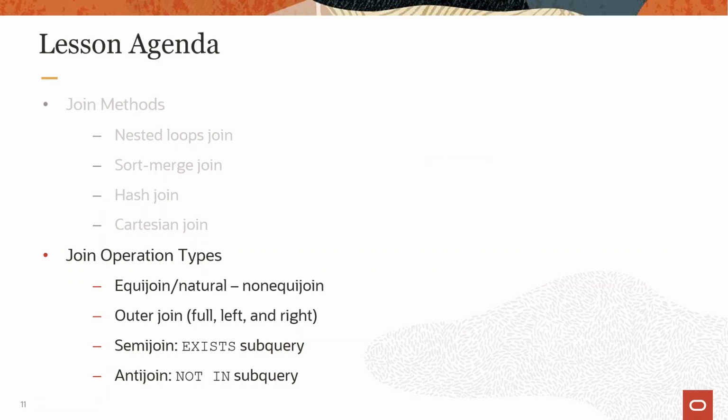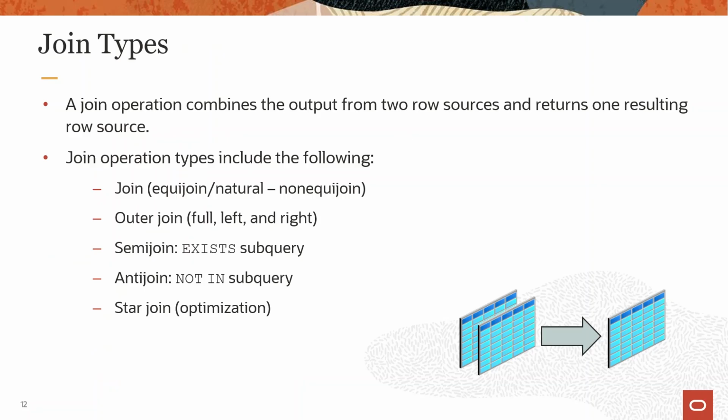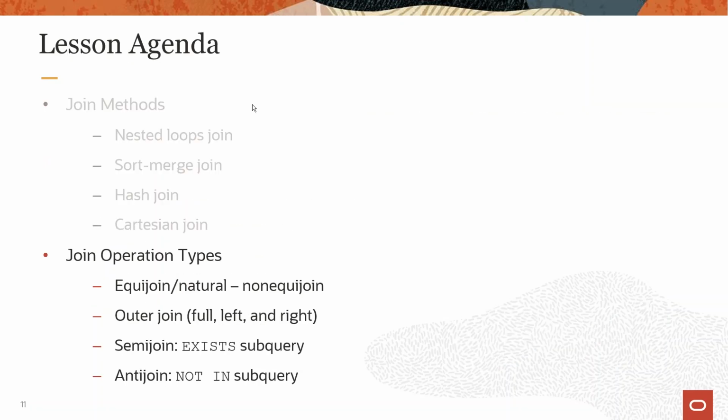Now, the second topic that we're going to discuss in this chapter is the join operation types. We'll see what is an equi join, what is a non-equi join, what is an outer join, what is a semi-join, and what is an anti-join. The join types we're going to discuss are the result of a join operation that combines the output from two sources.